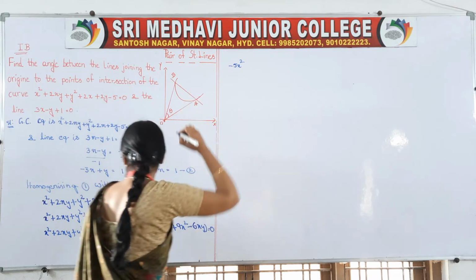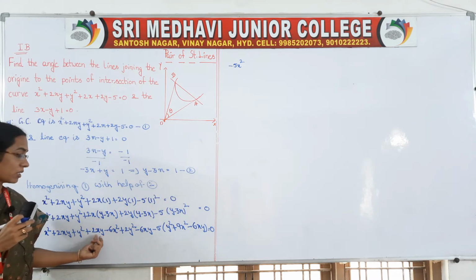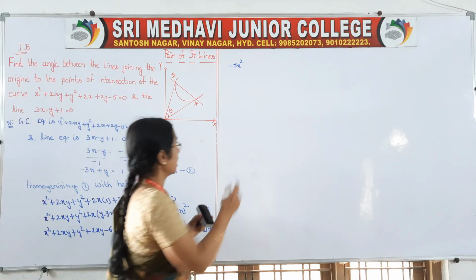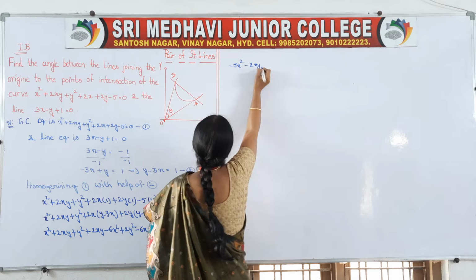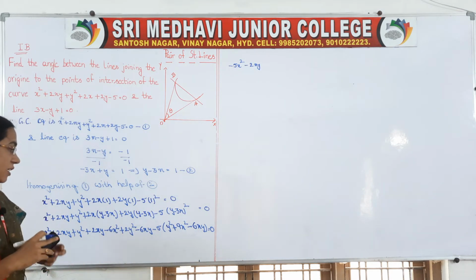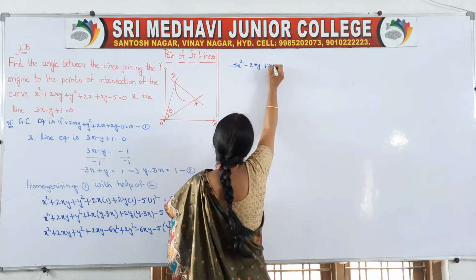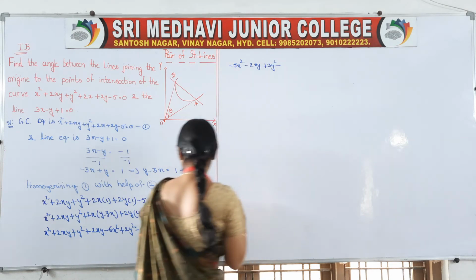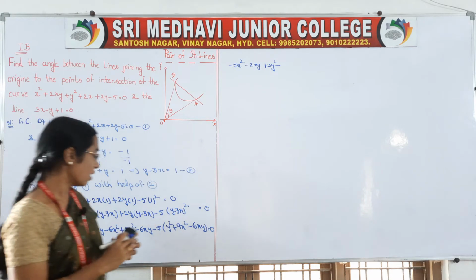Next, you take xy terms: 2xy, 2xy, 4xy minus 6xy. So it is minus 2xy. Next come to y square terms: y square plus 2y square, it is 3y square. 3y square minus, open the brackets, multiply all the values with 5.